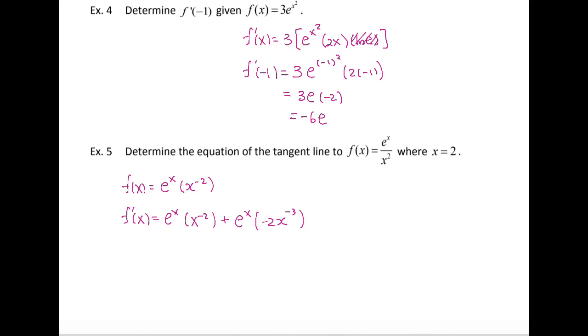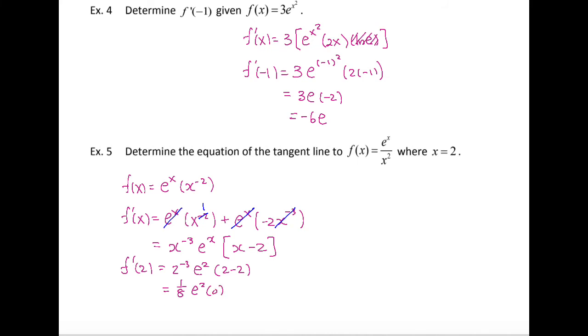And next, let's take out the common factor. What do they have in common? They have x to the power -3 in common. They have e to the power x in common. And what's left? You take this out, that one will be 1, and this one will be -2. Then you are going to have x minus 2. And let's substitute 2 in there. That will be 2 to the power -3 e squared times 2 minus 2, which will become 1 over 8 e squared times 0. So our slope of tangent will be 0.